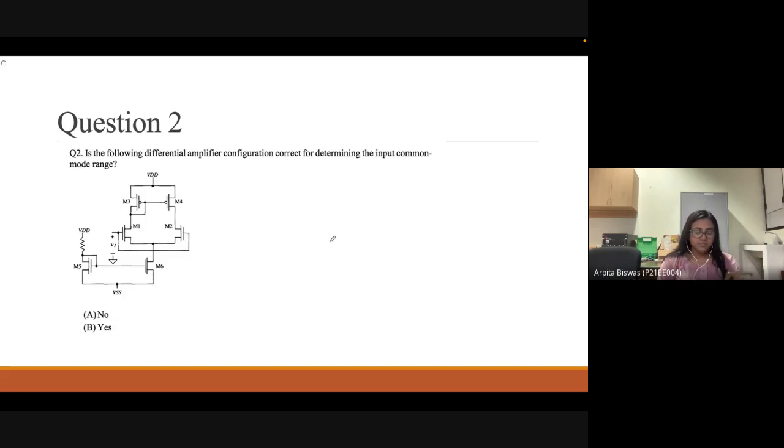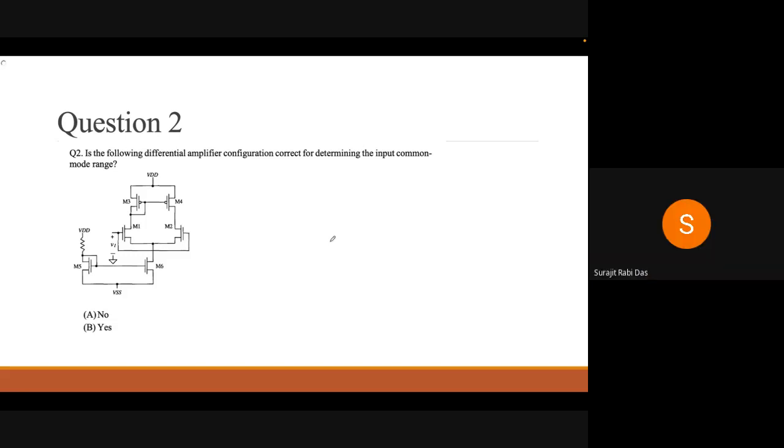Also, I think for finding the VC min, the common mode range, for the minimum common mode range voltage, we have to find the VCS, that is the voltage across the current source. But here a common current mirror circuit is there, so I think directly no passive current source is there. For that reason, maybe the answer is no, because we cannot directly find the current source.